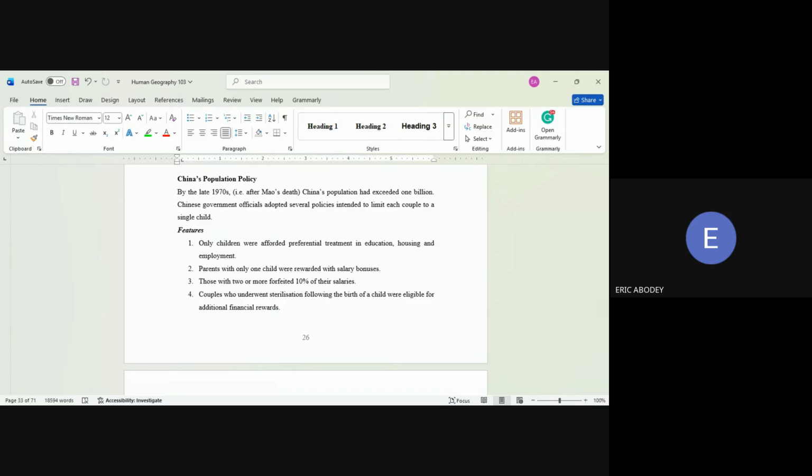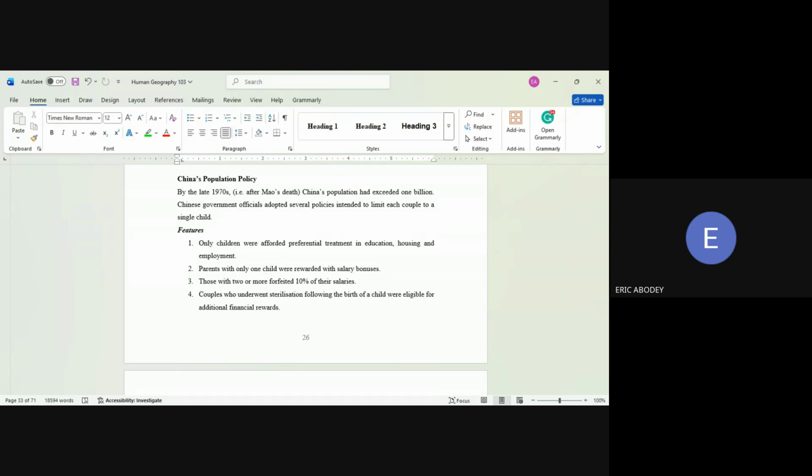They were also equally not doing well, so policies had to be put in place. One of them was that only children were afforded preferential treatment in education, housing, and employment. Parents with only one child were rewarded with salary bonuses. Can you imagine? Those with two or more forfeited 10% of their salary.